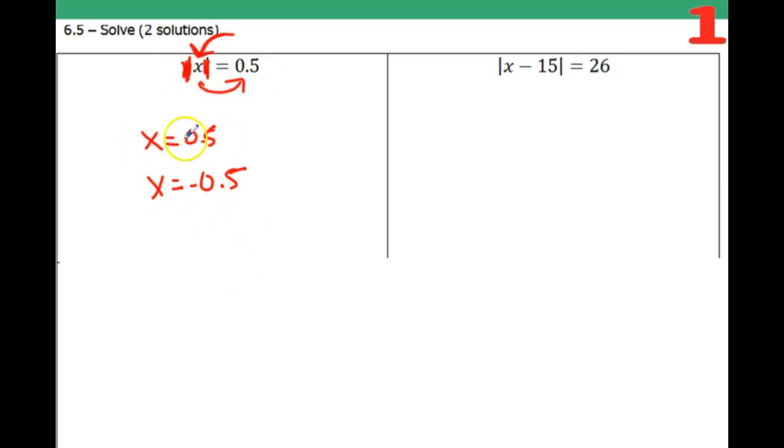So we have two answers. X equals negative 0.5 and x equals positive 0.5.